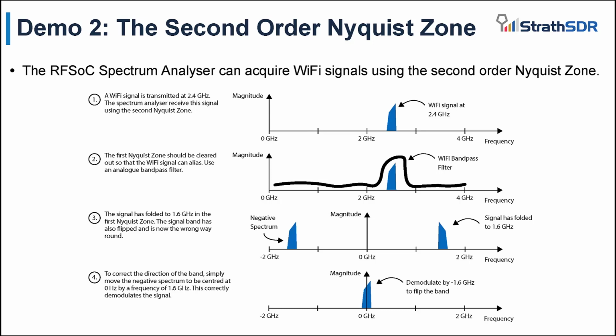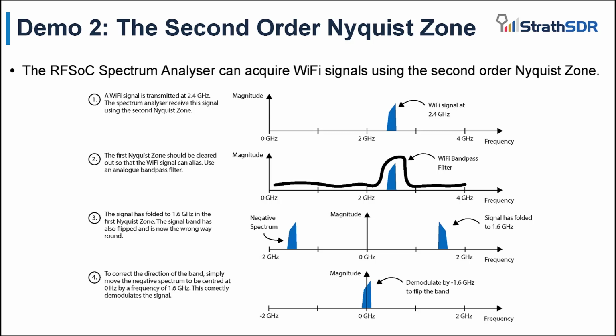At stage 1, a Wi-Fi signal has been transmitted at 2.4 GHz. The spectrum analyzer is able to receive this signal using the second Nyquist zone. During stage 2, the first Nyquist zone is cleared out so that Wi-Fi signals can alias. An analog bandpass filter is used to achieve this functionality. At stage 3, the signal has been sampled by the RFADC and has folded down into the first Nyquist zone. The signal has folded from 2.4 GHz to 1.6 GHz.